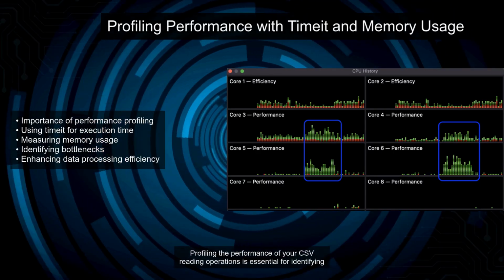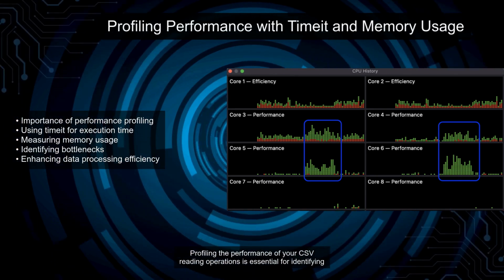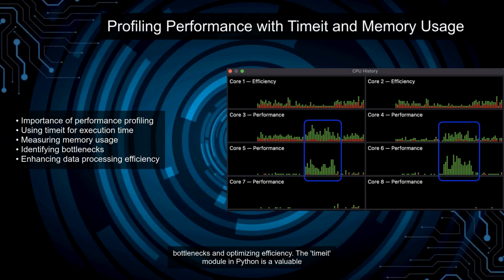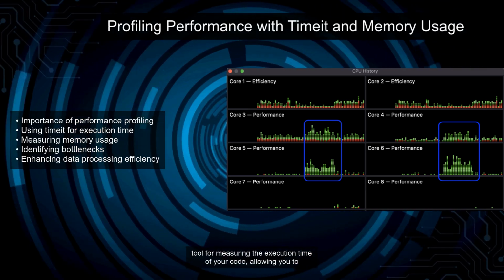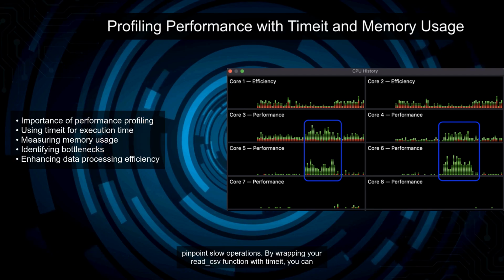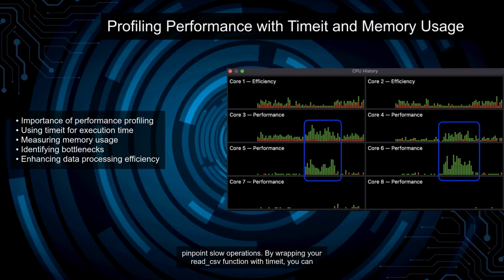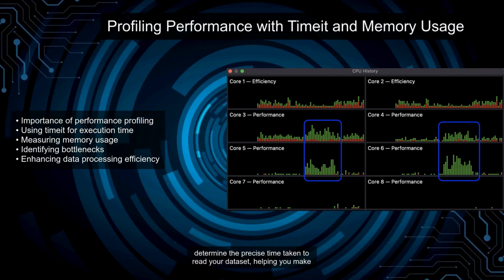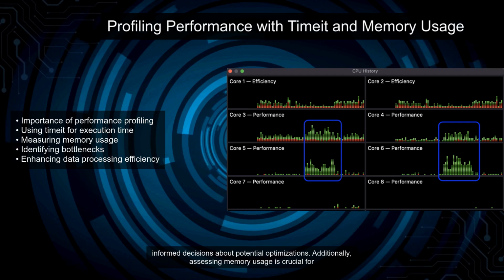Profiling the performance of your CSV reading operations is essential for identifying bottlenecks and optimizing efficiency. The timeit module in Python is a valuable tool for measuring the execution time of your code, allowing you to pinpoint slow operations. By wrapping your read_csv function with timeit, you can determine the precise time taken to read your dataset, helping you make informed decisions about potential optimizations.